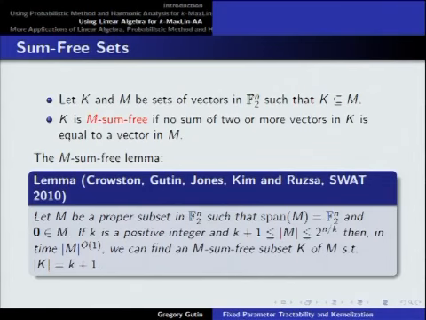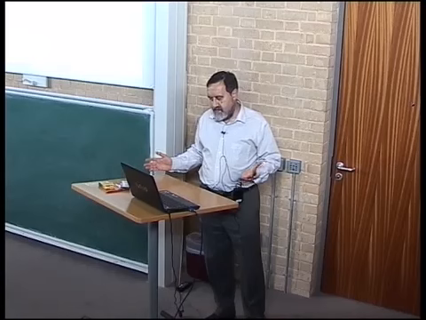So what we have is what we call the M-sum-free lemma, which says that if M is a proper subset of F_2^n, such that it spans the whole F_2^n and the zero vector is there, and if K is a positive integer and M has at least K plus 1 vectors but at most 2^n divided by K, then in polynomial time we can find an M-sum-free subset K of M with at least K plus 1 vectors. So with M being not too big, we can find a relatively large subset K which is M-sum-free.